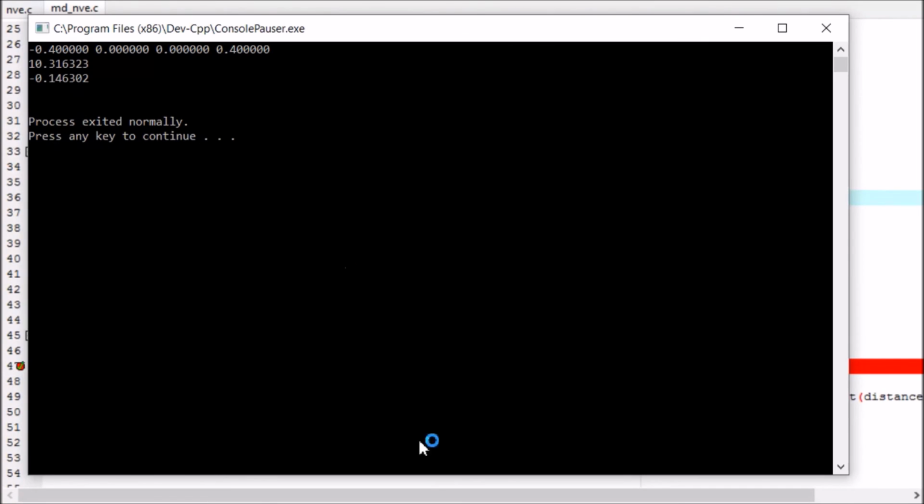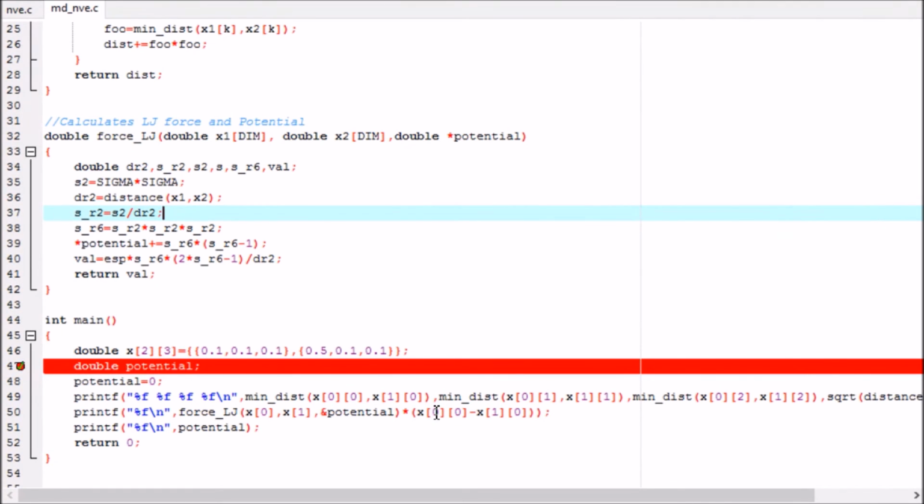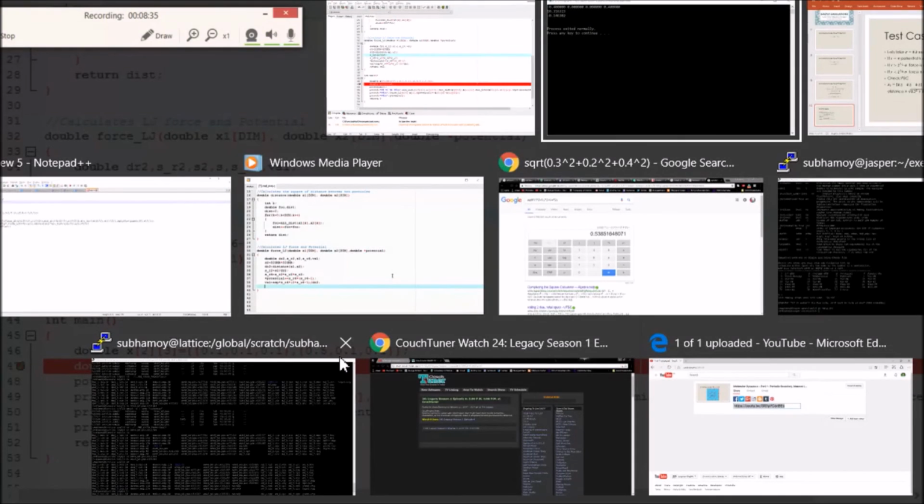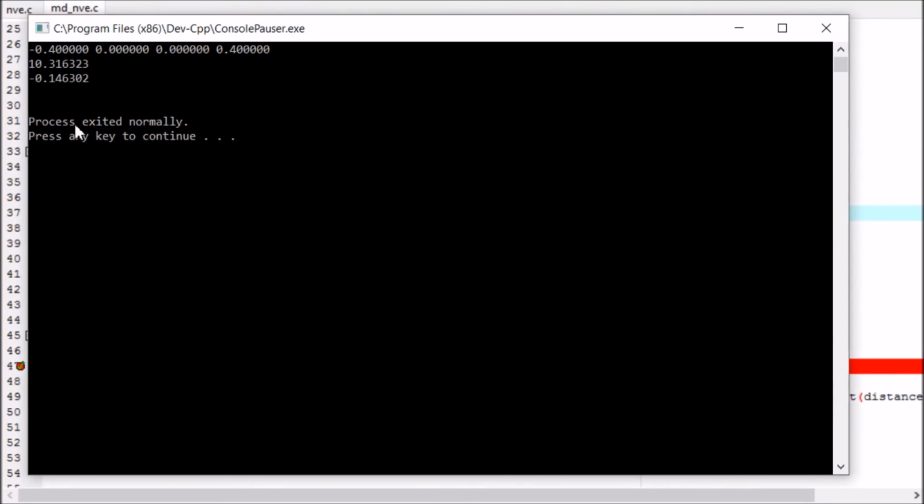Here the force value is positive because we are calculating force on the index 0 particle, which is at 0.1, which will be attracted towards 0.5. So the force in the x direction should be in the positive direction towards the second particle, which is at 0.5, which is shown here as the force is positive. So now let's check what happens when r is 0.2.